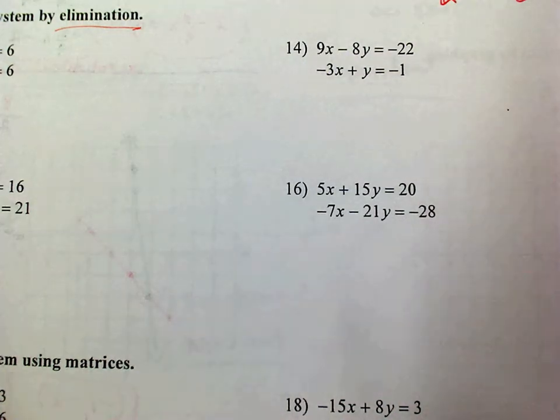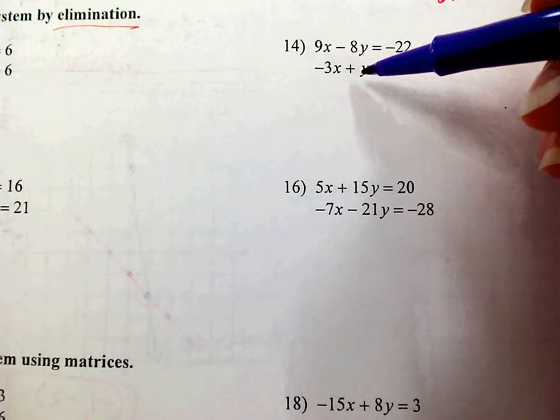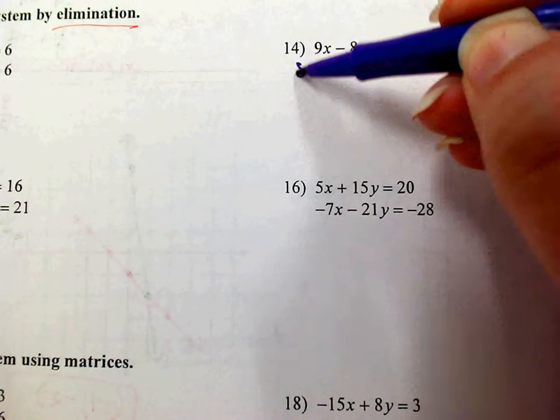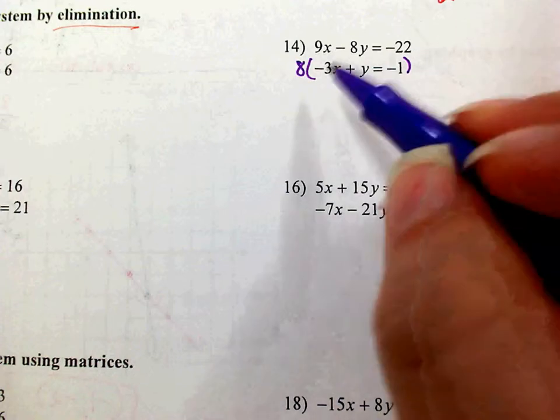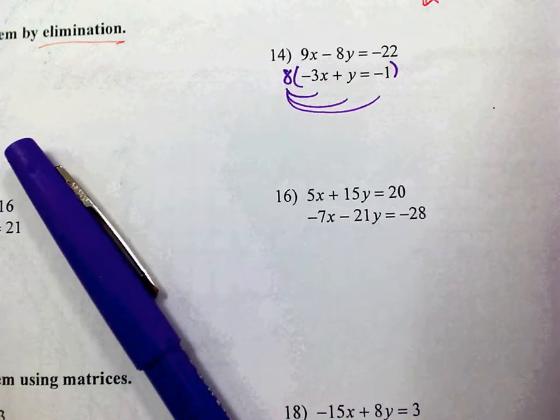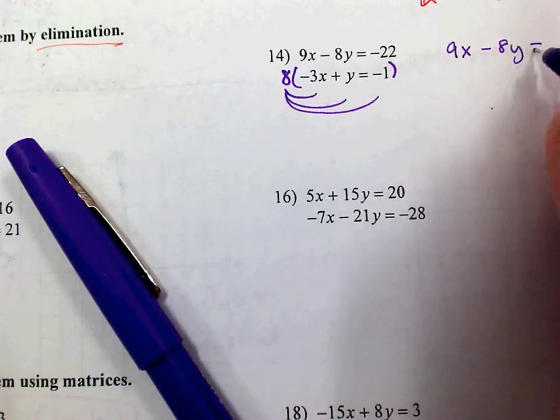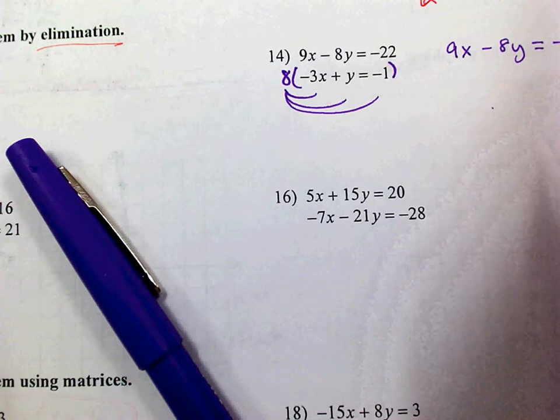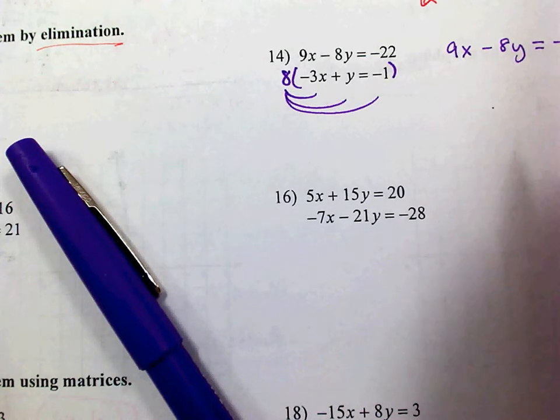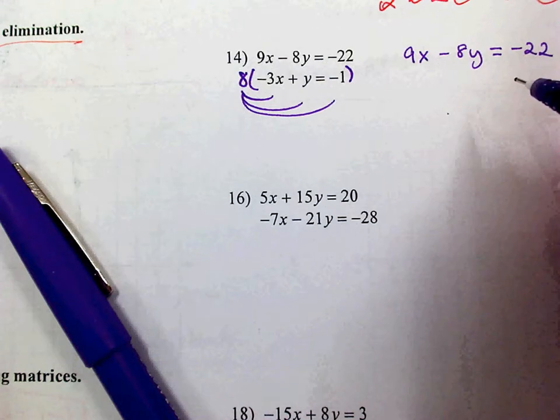I have a negative 8. I need a positive 8, so I'm going to multiply the bottom equation by 8. Now when I do that, I get 9x minus 8y equals a negative 22. And then what about the bottom equation? When I multiply by 8, what do I get? What do I get?